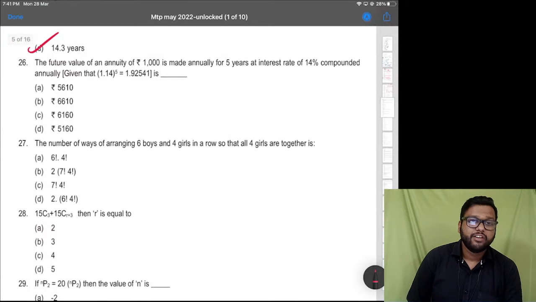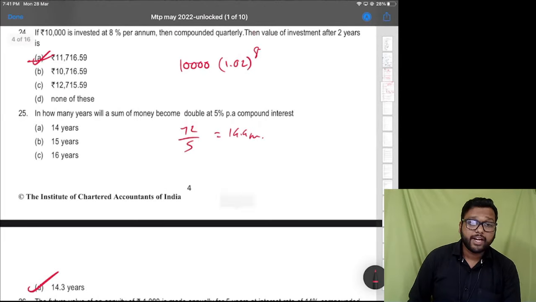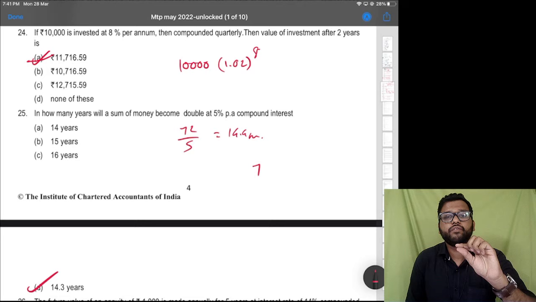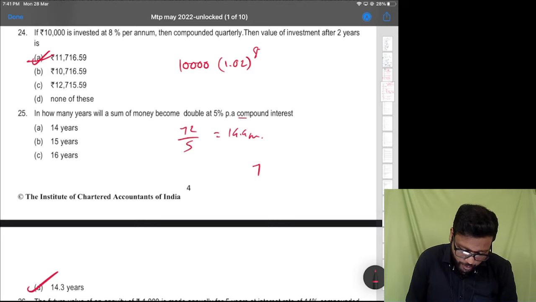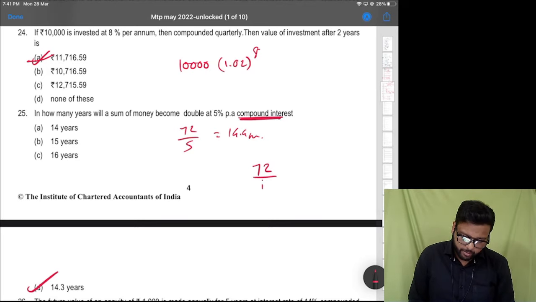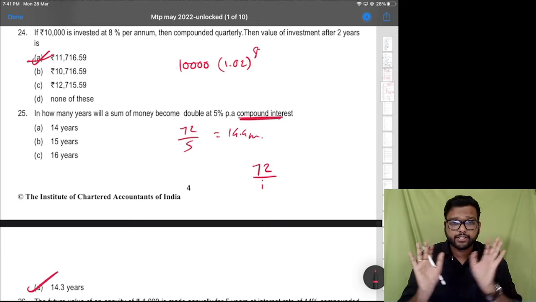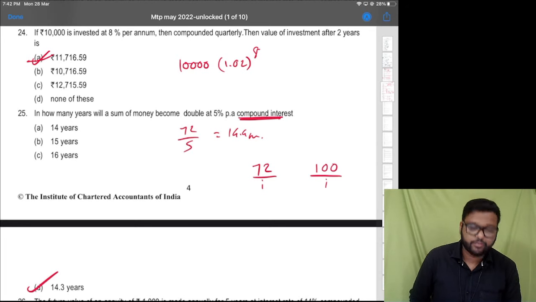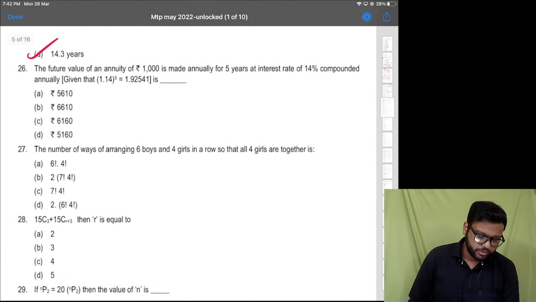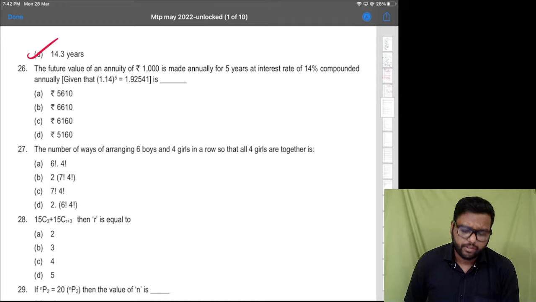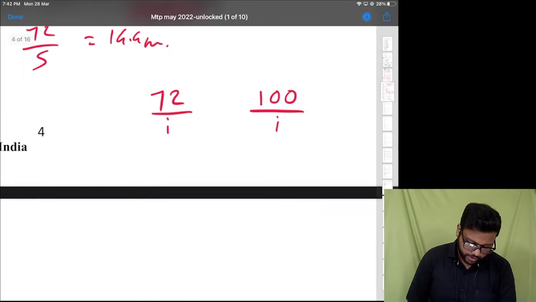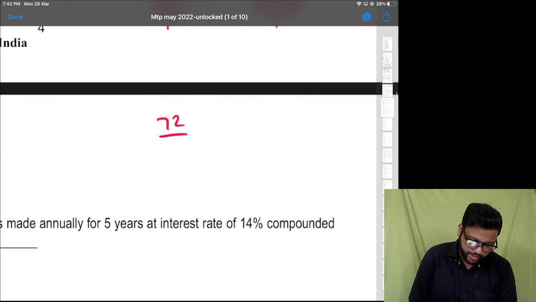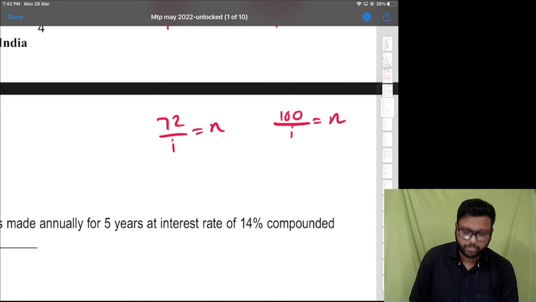Next, see, the rule is that if you want to find in how many years it will double under compound interest, then you take 72 divided by interest rate. That's it. Not in percentage, just interest rate, plain. For simple interest, you do 100 divided by interest rate. You can note it down like this. For compound interest, 72 by interest rate gives us number of years. For simple interest, 100 by interest rate gives us number of years. This is exact. This is approximate.